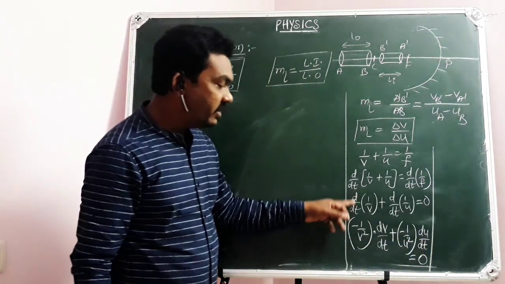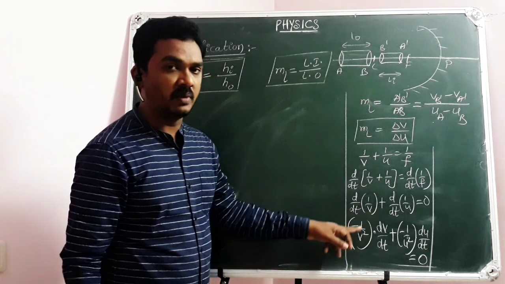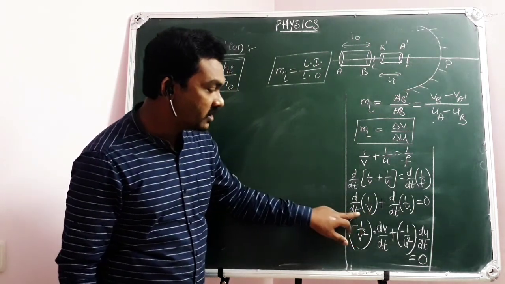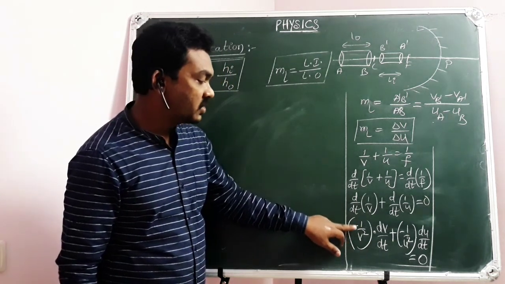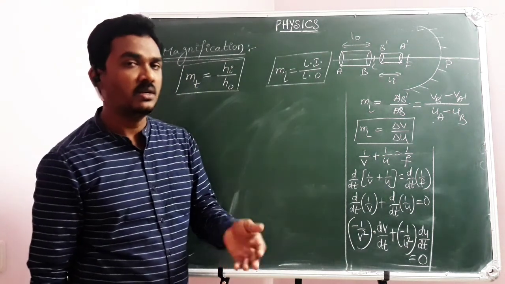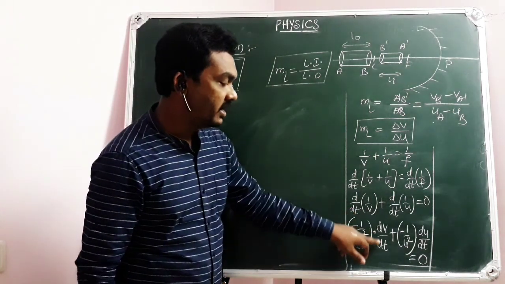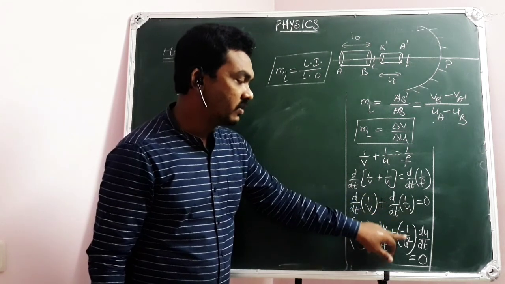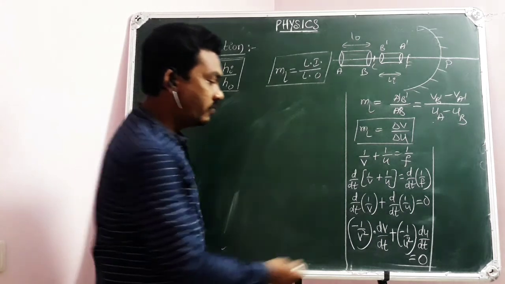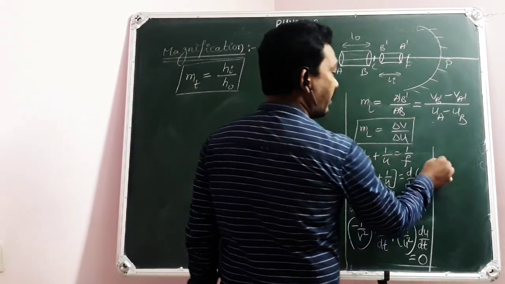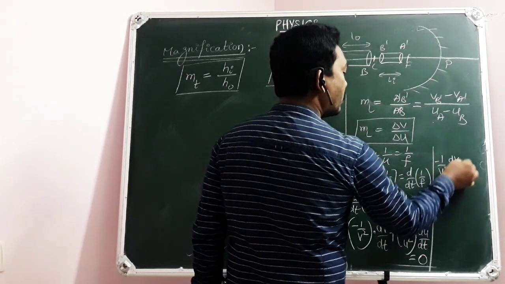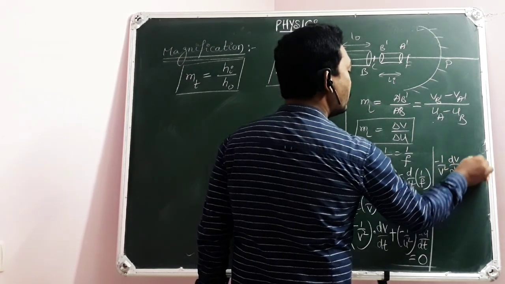d/dv of 1/v, your answer is minus 1/v square, that's all. But here you are differentiating v with respect to time. So in addition to minus 1/v square, there is dv/dt, because 1/x has derivative minus 1/x square, but with respect to time we get dv/dt. Again 1/u has derivative minus 1/u square, with respect to time du/dt, equal to 0. Now if you simplify this, minus 1/v square into dv/dt equals 1/u square into du/dt.